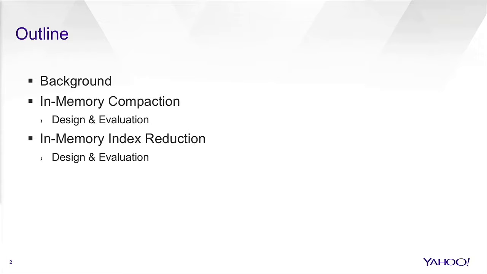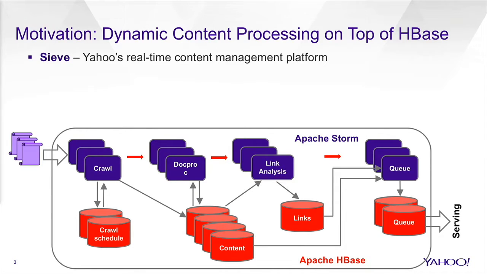Okay? So first, the motivation was Sieve, which is Yahoo real-time content management. I think that this work was already far beyond this motivation, but generally we start from here. Okay? So Sieve is a processing pipeline. There are many other processing pipelines. But what we do here, we take data from the World Wide Web. We just have a processing pipeline of Apache Storm bolts. Okay, and HBase serves as intermediate storage here.